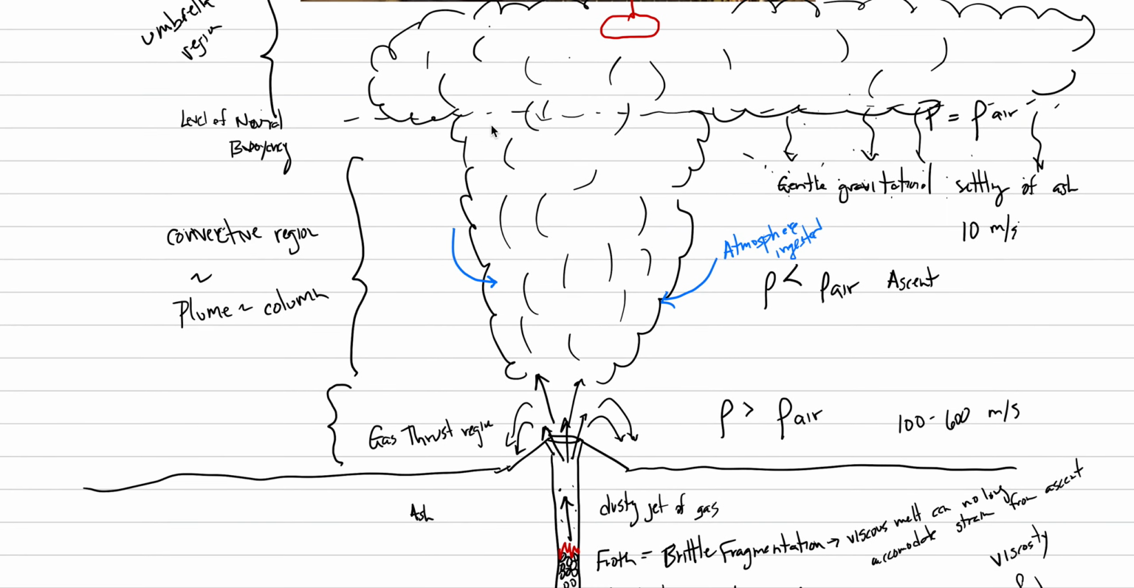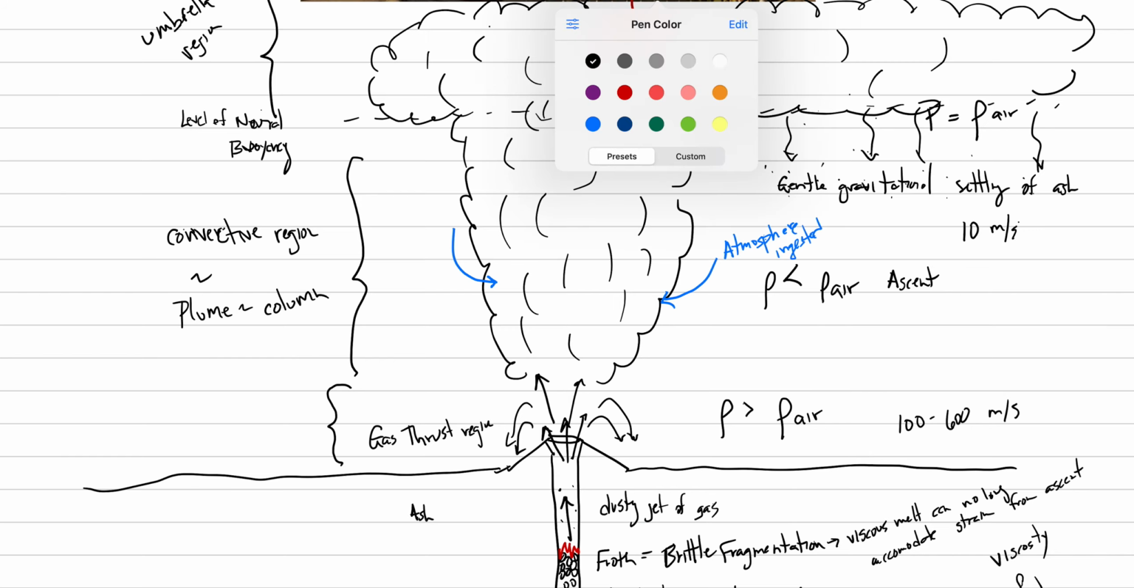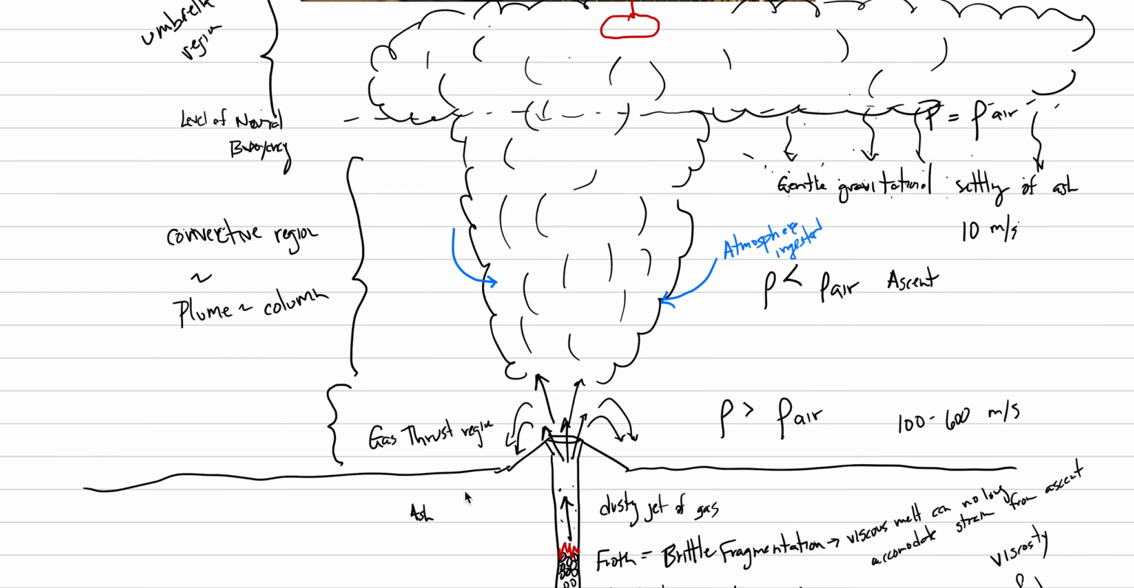Well, there's one last thing we forgot to do in this schematic, and that is what happens if we don't ingest enough atmosphere and our density always stays greater than that of air. If the column does not ingest enough air, we can actually create an avalanche of hot gas and ash called a pyroclastic density current that will roar down from the column, down the sides of the volcano, and across the surrounding landscape. This is called a PDC, a pyroclastic density current.